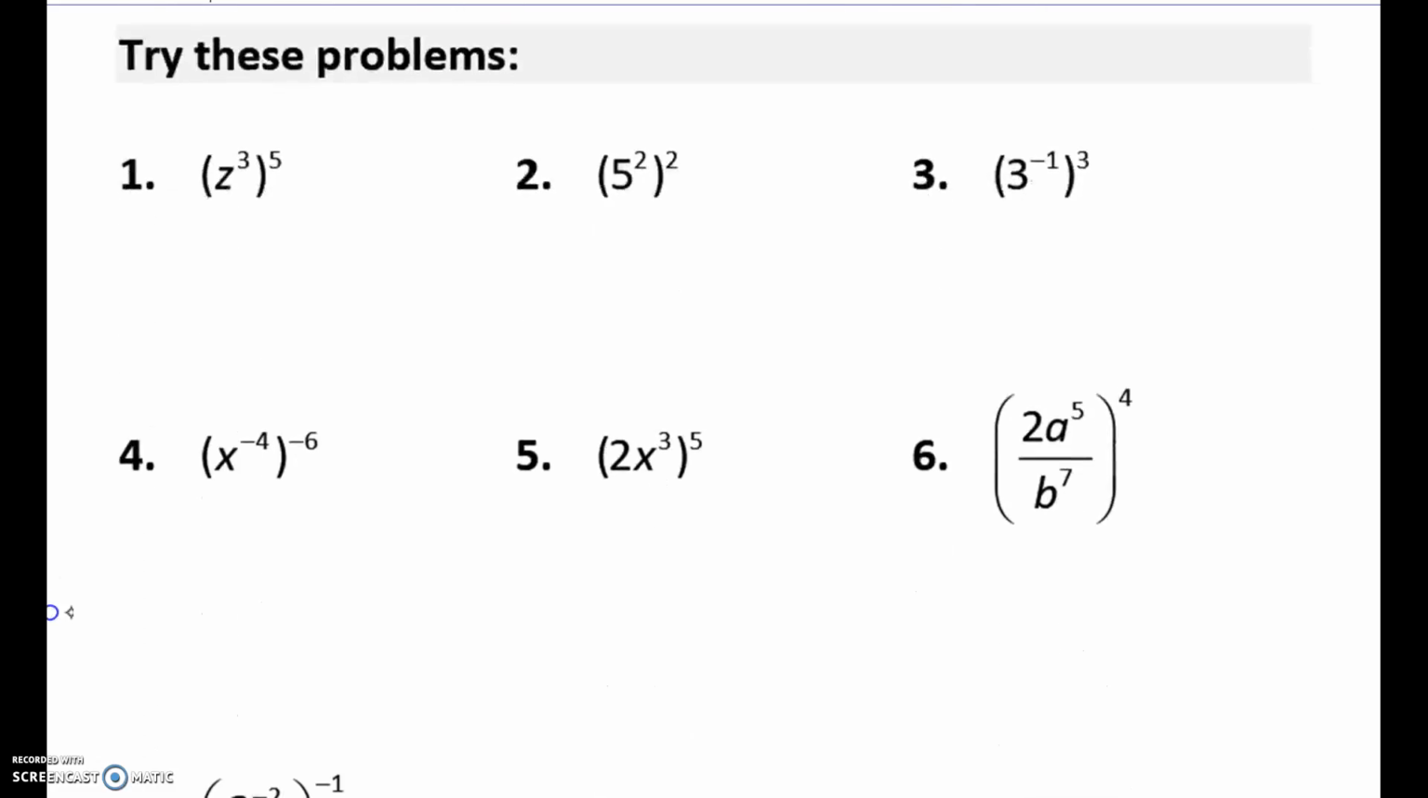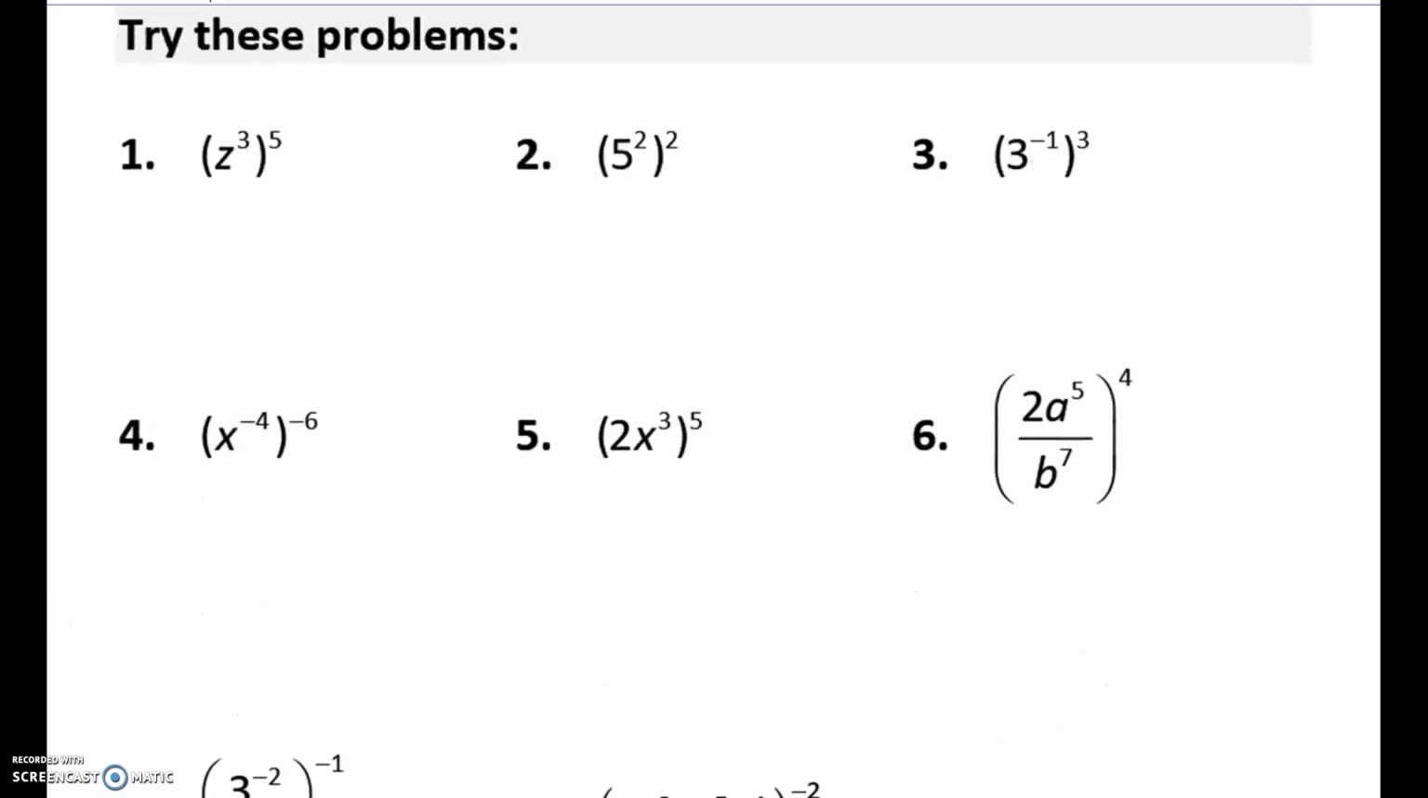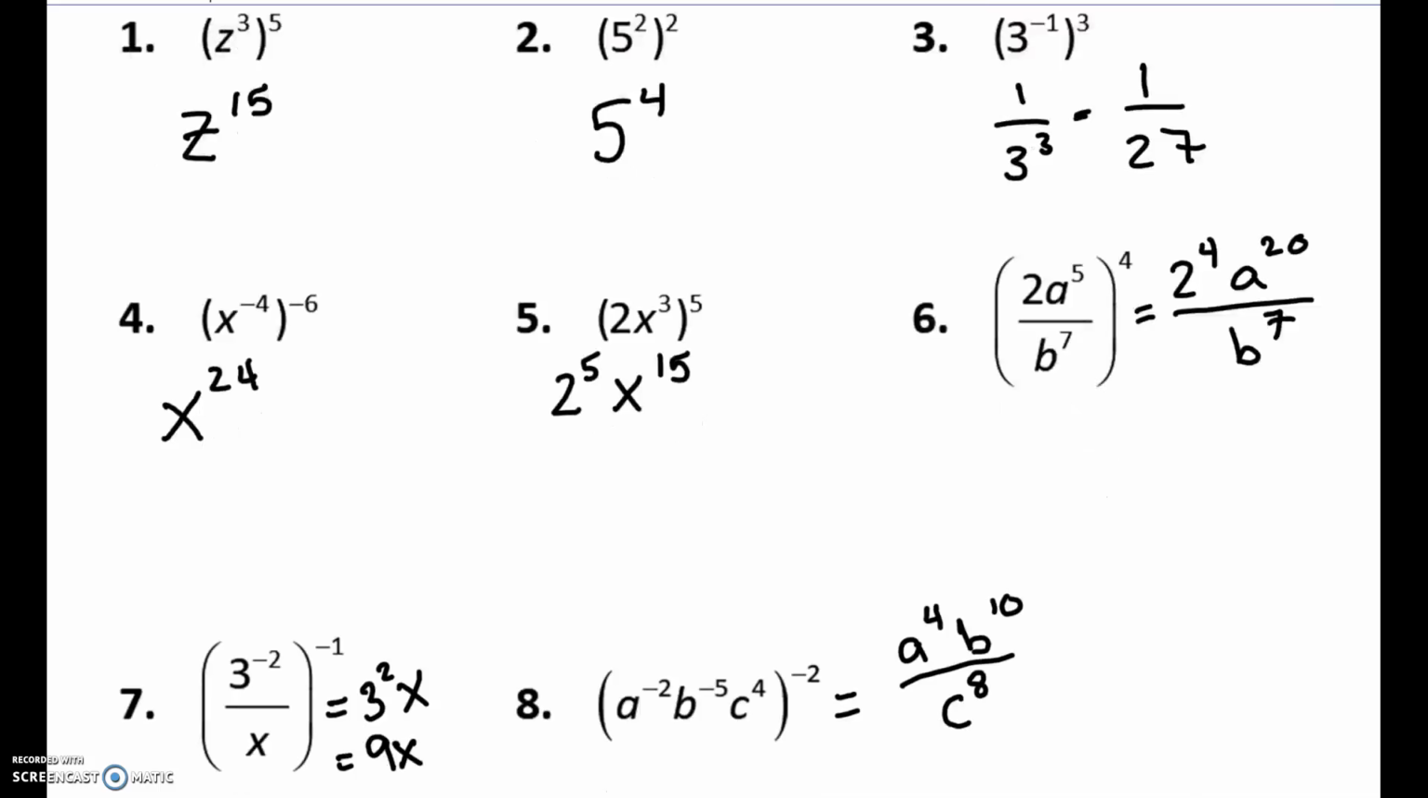All right, guys, I want y'all now to try these problems on your own. When you're done, you can check your work. All right, guys, go ahead and check your answers. Let's take a look at the next page.